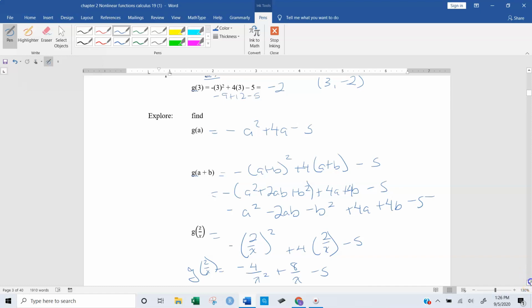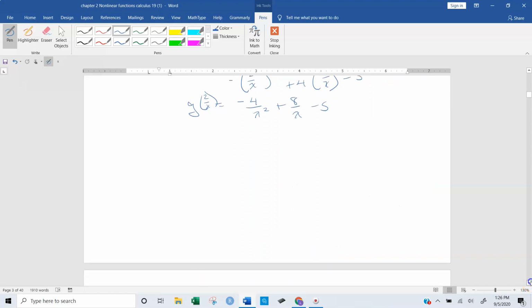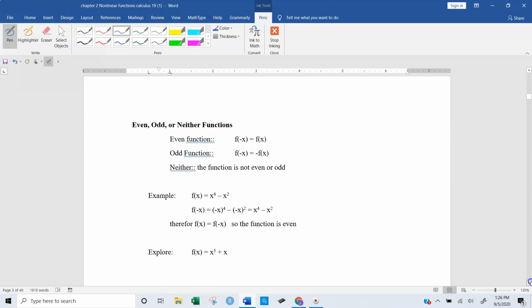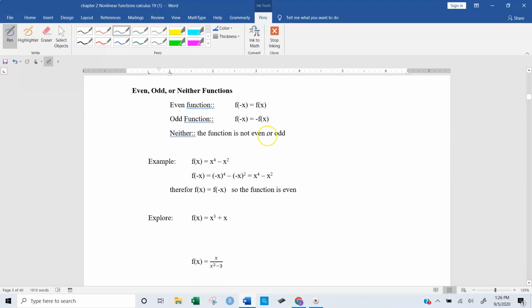Not too bad, right? At least we don't have to graph them yet. That's coming. Even or odd? If you remember from pre-calc, you just plug in negative x. If you get the same function that you start with, it is even. If it's the opposite function, it is odd. If it's neither one of those two, then it's neither.